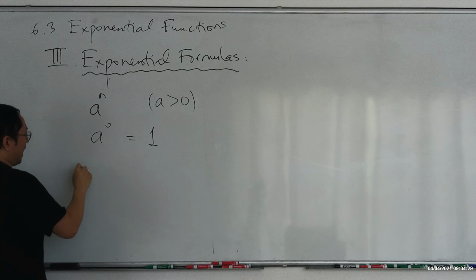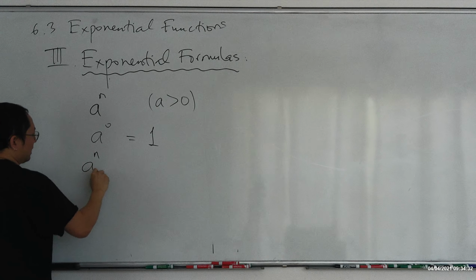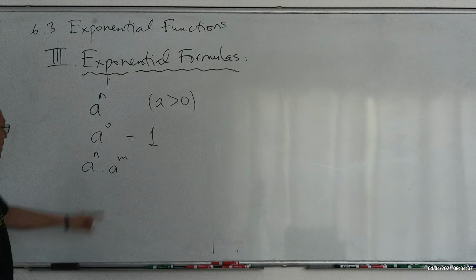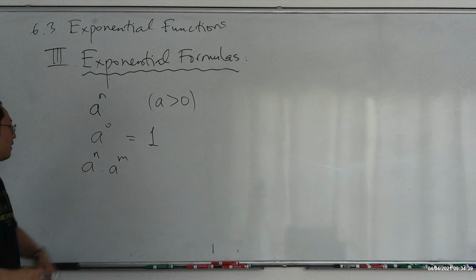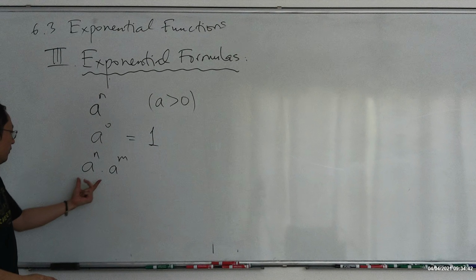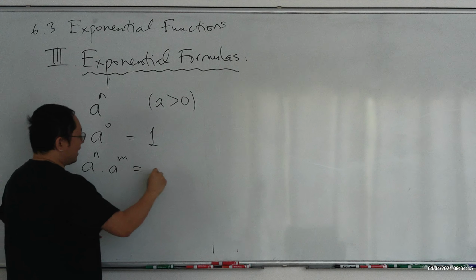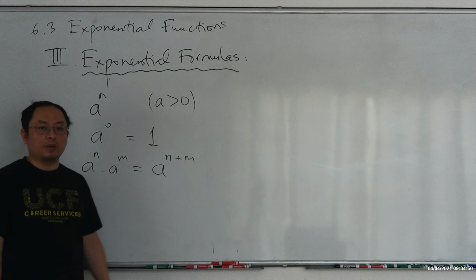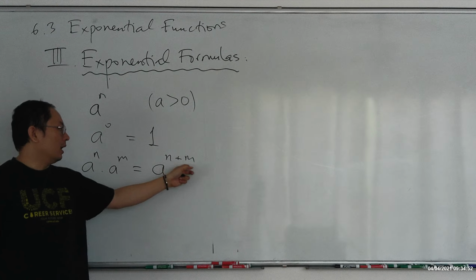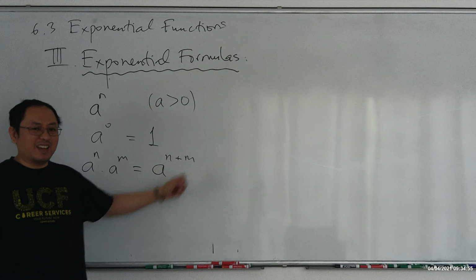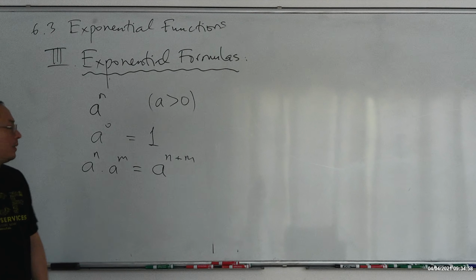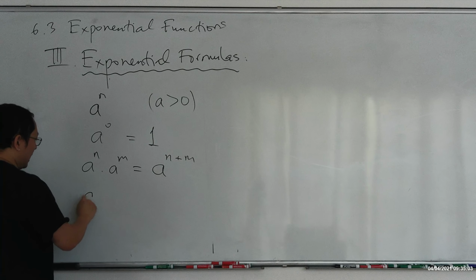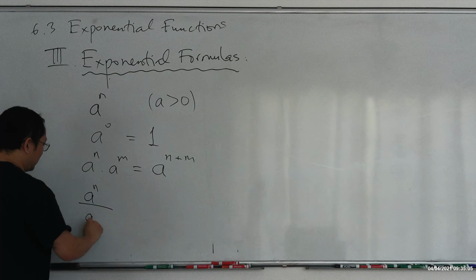So I have a to the n times a to the m, where n is the exponent and m is the exponent. If you multiply two exponential forms together with the same base, you can add the exponents. This is a to the n plus m. And keep in mind that m and n could be any type of numbers. Could be a fraction, could be a decimal, could be a whole number, could be positive, could be negative, could be 0, could be anything. And a to the n, how about divided by a to the m?